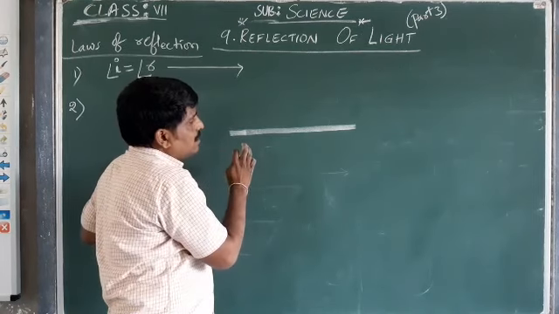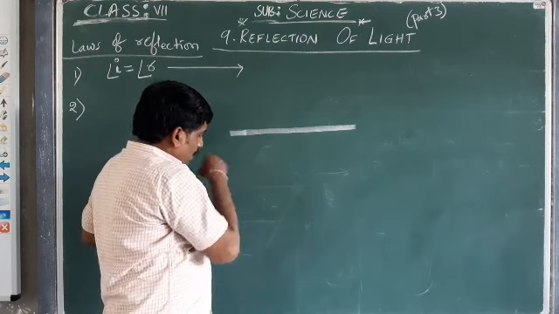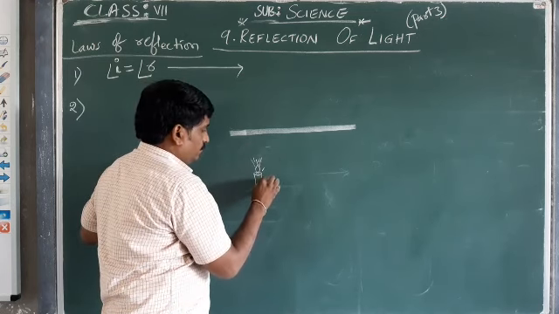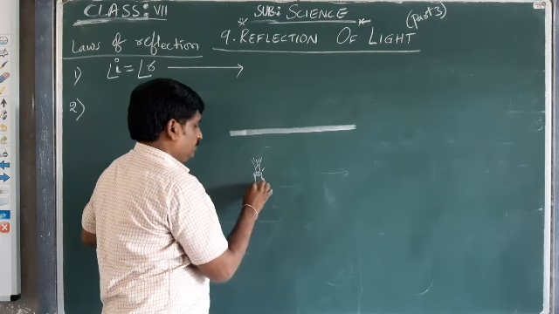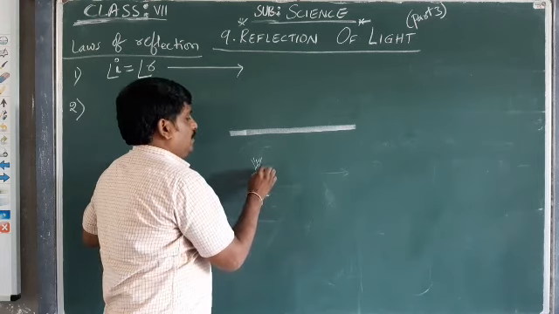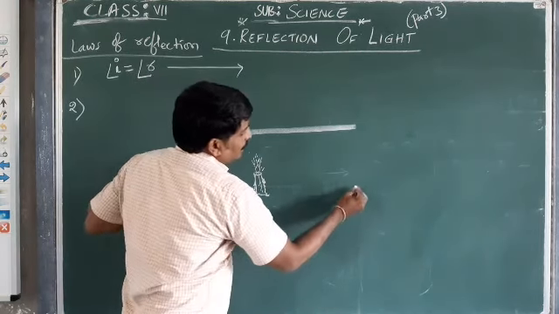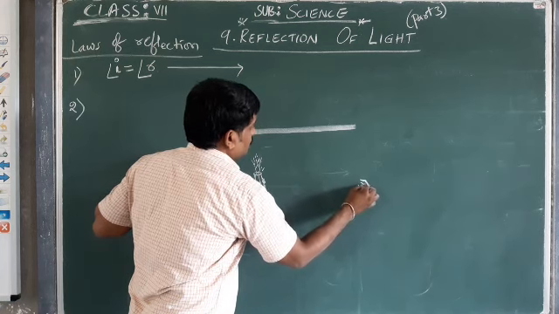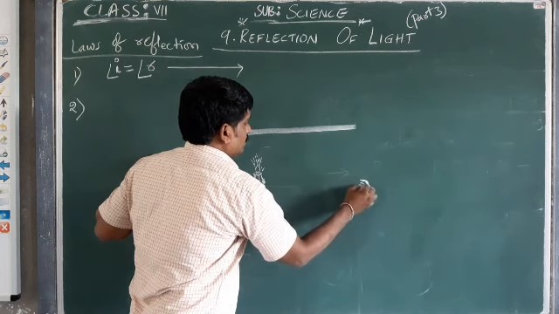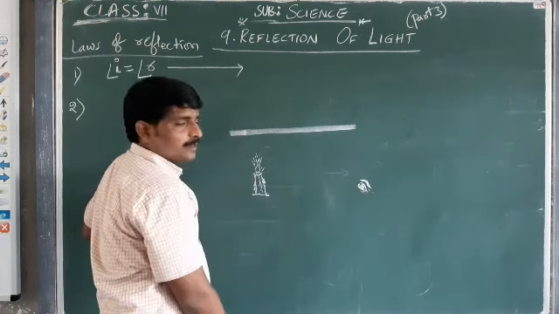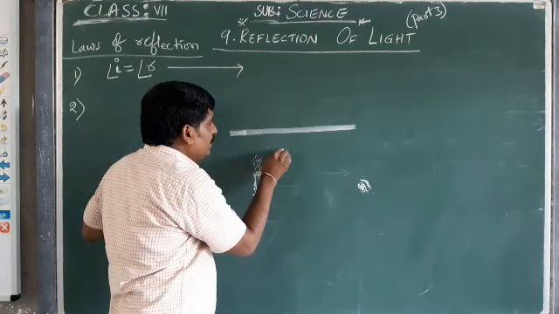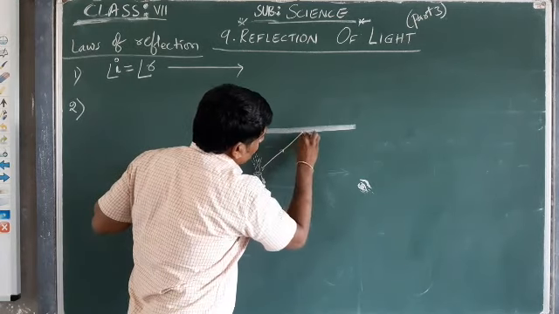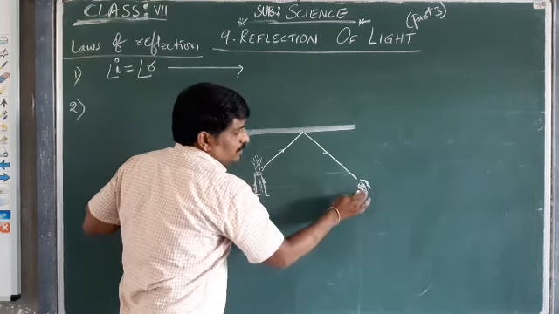Assuming this as a mirror, if a candle is kept in front of the mirror and you are observing from this end, the ray from the candle is going to hit the mirror, and due to the reflection, it is going to reach our eye.